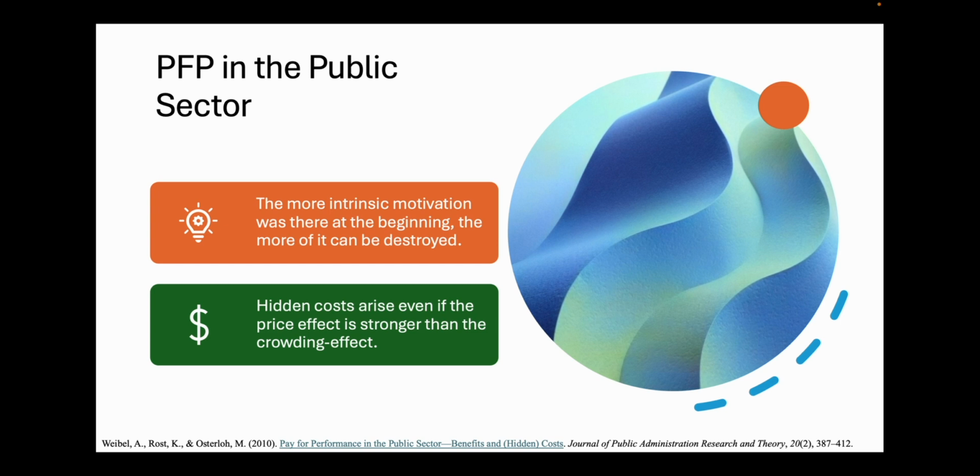And even in the situation where the price effect is stronger, larger than the intrinsic crowding out effect, the hidden costs also increase. All right, so which means in the public sector, we need to be very careful when we apply the pay for performance model.